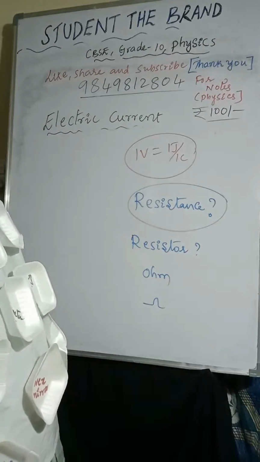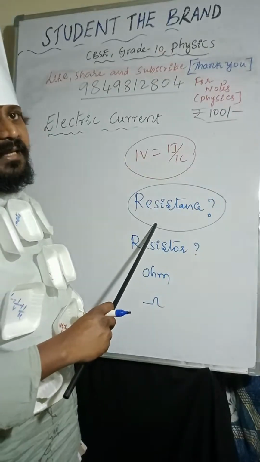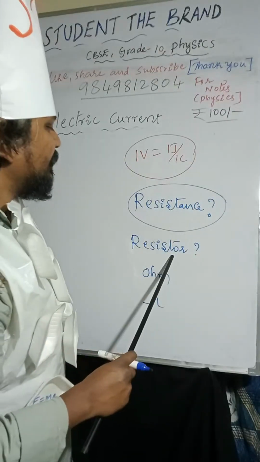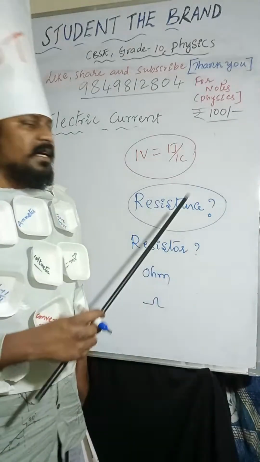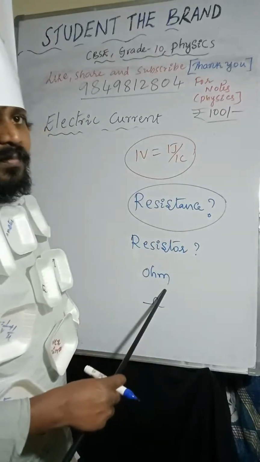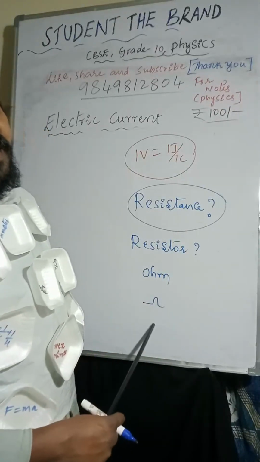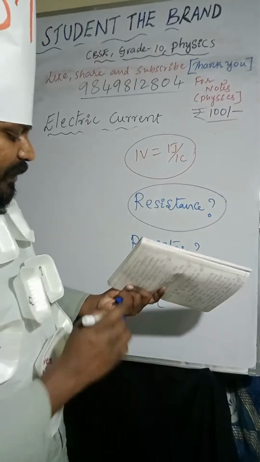Here you can observe, resistance is the phenomenon of opposing the electric current. A resistor is a device which is used to oppose the electric current. Resistor is a device, resistance is the phenomenon, and the SI unit of resistance is ohm. Okay, so these are the points.